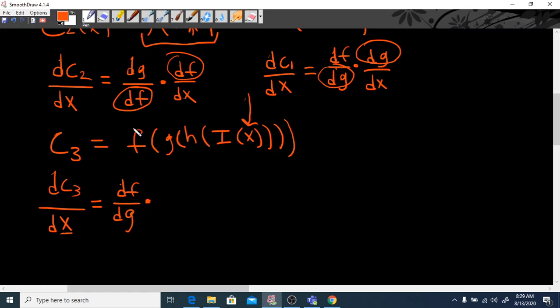Times, okay, then we go inside by one function. Take the derivative of this function with respect to its input, and its input is h. Okay, good. Now, h is a function now, but the input of h is i. And finally, the input of i is x.